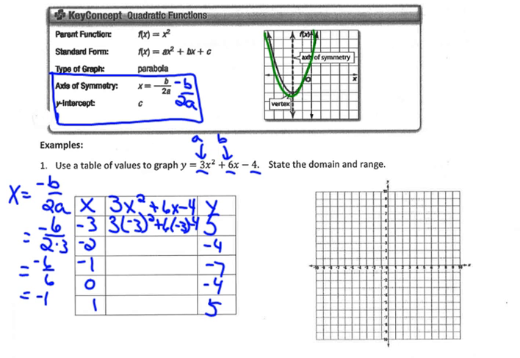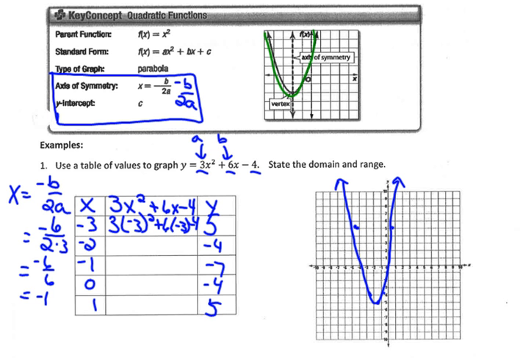Now we're just going to take and put it on our graph. So I have negative 3, 5, negative 2, negative 4, negative 1, negative 7, 0, negative 4, and 1, 5. And when you do that, again, you're going to see that you get this nice U shape. We're going to put arrows on the end of it. So down here, this is the vertex. It's also then the minimum because it's the lowest point of the graph.